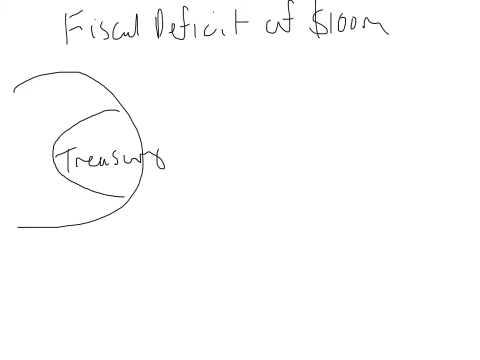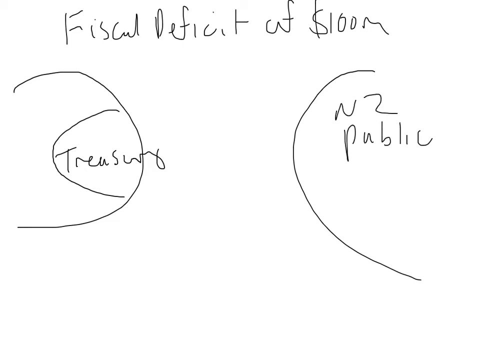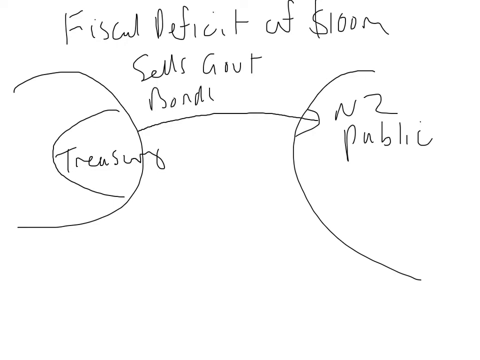All right. And so over here we've got the New Zealand public. So the Treasury sells government bonds to the value of 100 million to the New Zealand public. And in return for those bonds, the government gets 100 million in cash.